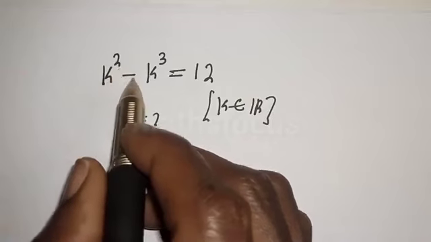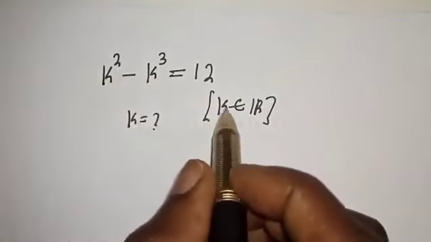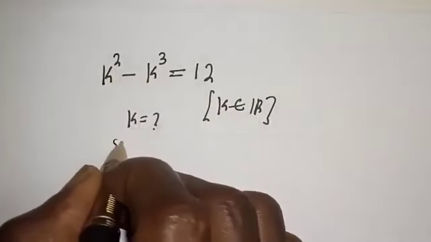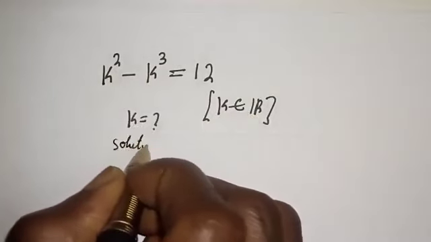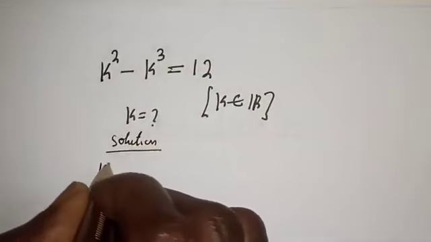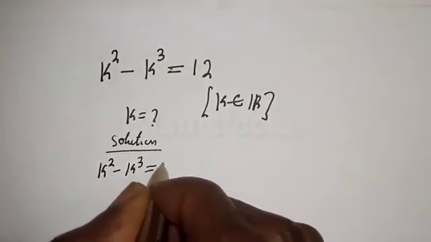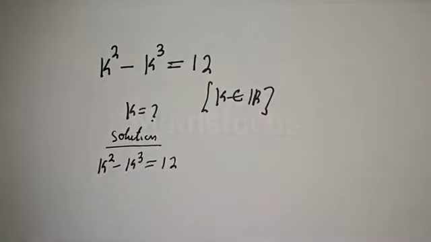k square minus k raised to power 3 is equal to 12. What is the value of k, where k is a member of real numbers? Solution. k square minus k raised to power 3 is equal to 12.